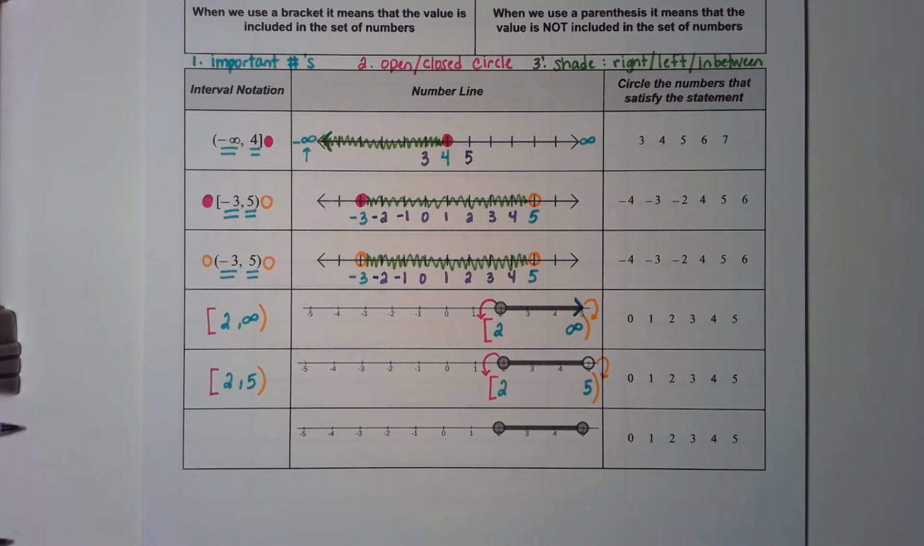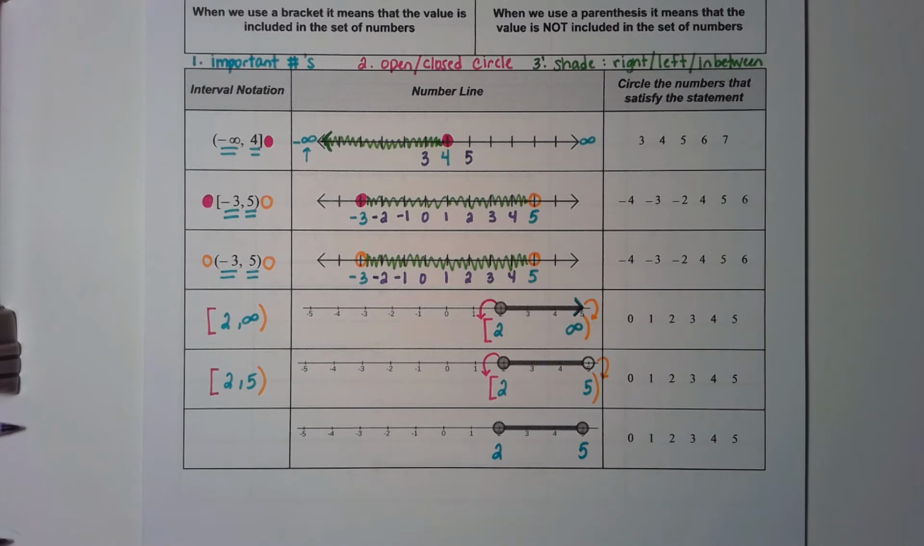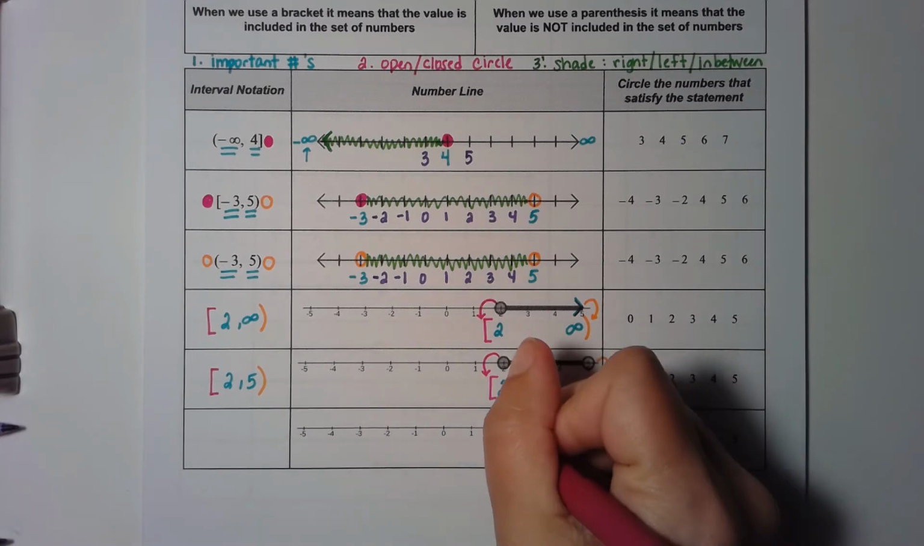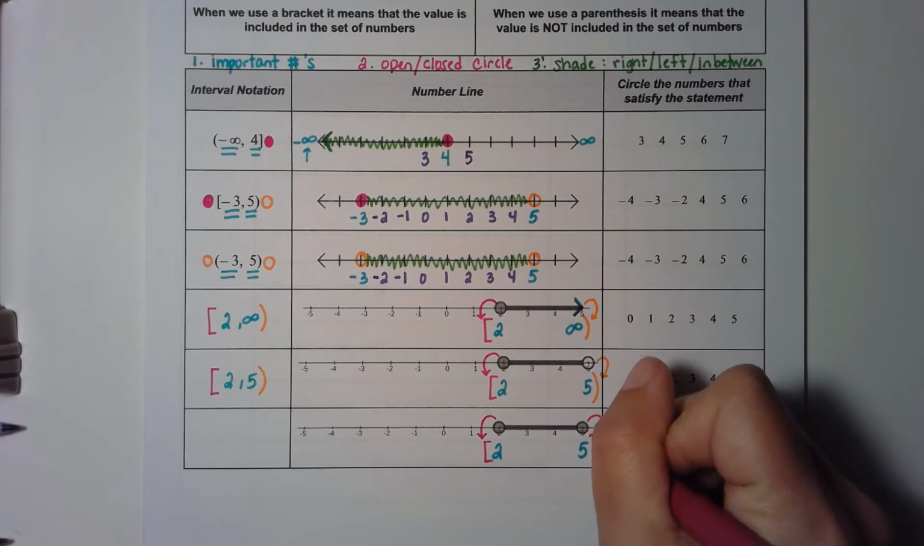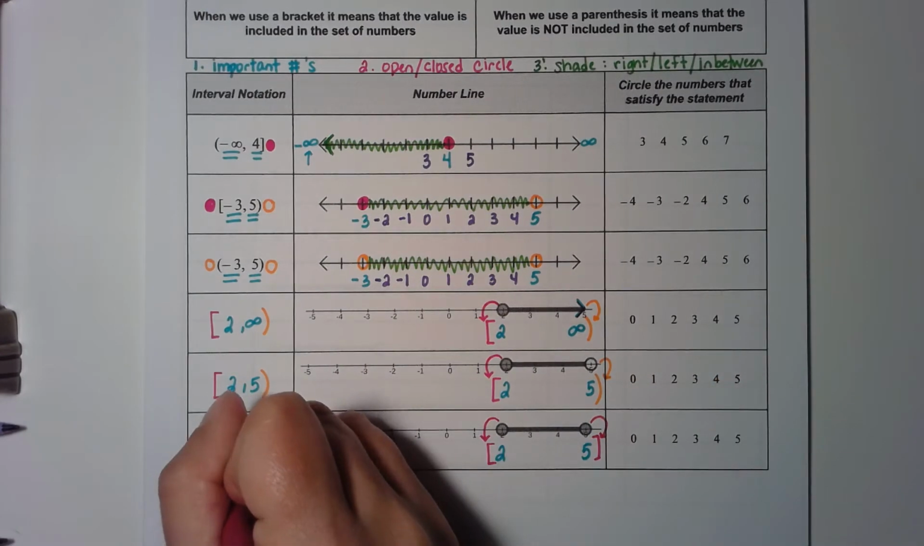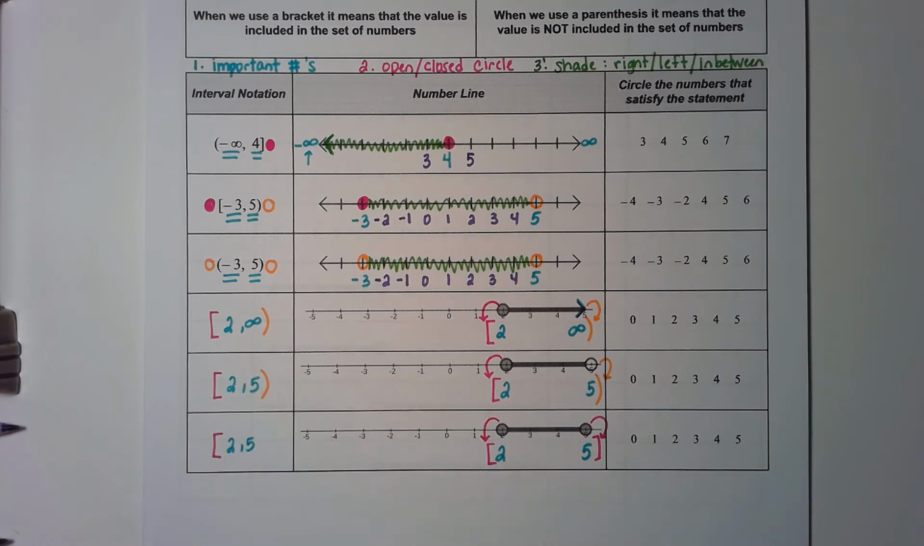Last but not least, we're going to start with the number 2, and then we're going to have the number 5. Those are my 2 important numbers. Only this time we have 2 closed circles, so we're going to have a bracket on both sides. That means we're going to have bracket 2, comma, 5, and then another bracket.